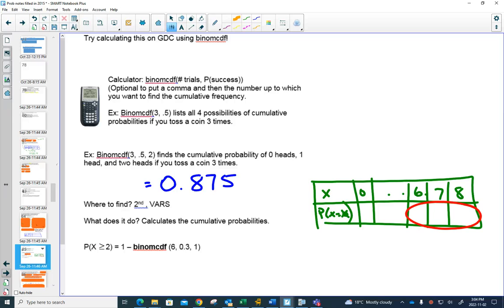So I could just add those up, or I could do 1 minus binomial CDF, right? Because the whole thing adds up to 1. I would have to subtract all of them up to 5. So inside my brackets, I'll change it to blue. We had 8 tries. Probability of success was 0.5. And we're subtracting all the ones up to and including 5. So we would add up to 5. Then what we would be left with is the 6, the 7, and the 8 added together.